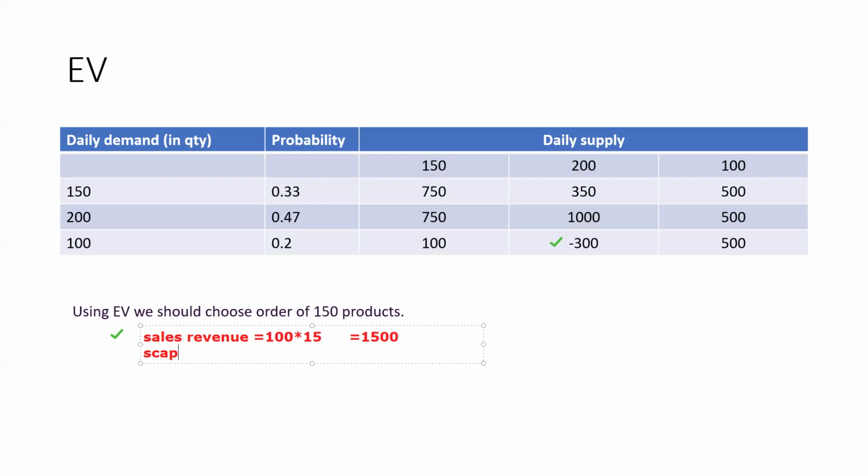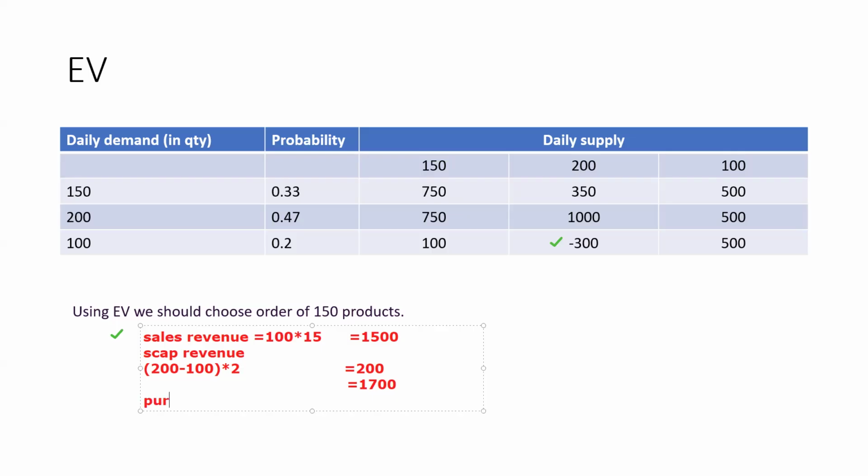Now, scrap revenue. Right? So here we are buying 200, but unfortunately we can sell only 100, which means we are remaining with how much? We are remaining with 100. 100 into 2, which means we are getting an additional income 200. Altogether, the total revenue is 1,700.